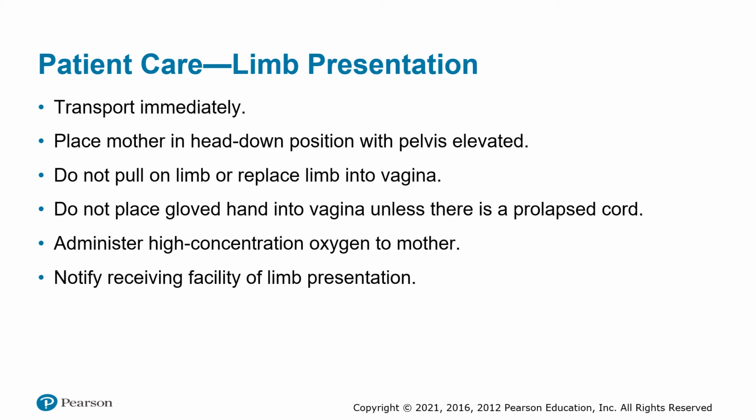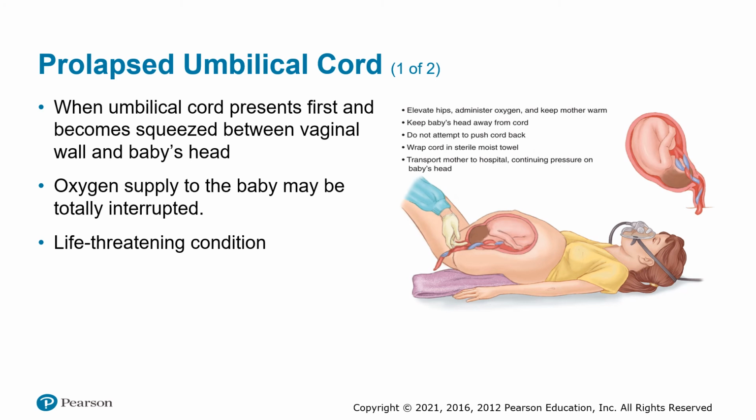Do not place a gloved hand into the vagina unless there's a prolapsed cord, which we'll talk about here in a minute. And administer high flow O2 to mom and notify the receiving facility. Prolapsed cords. So this is when the umbilical cord presents first and becomes squeezed between the vaginal wall and the baby's head. Oxygen supply to the baby may be totally interrupted, causing a life-threatening condition.